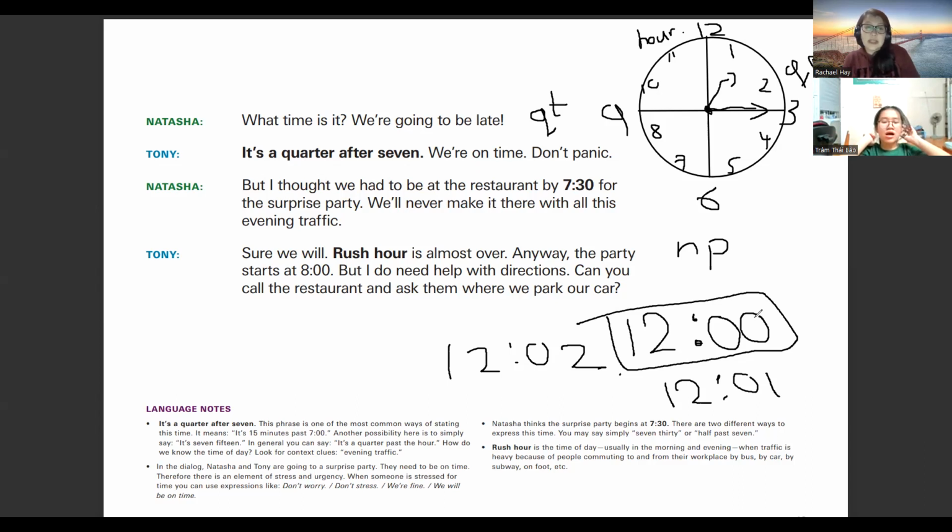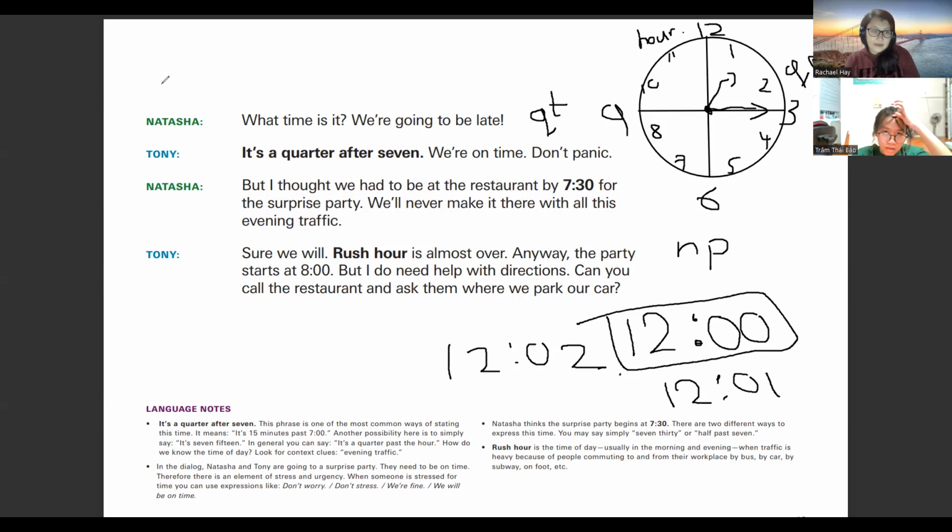Okay, so what does rush hour mean? Rush hour. I think the hour that has many traffic. Good. So when there is the most traffic on the road, we call it rush hour. So that's usually the time when people finish work. So there are a lot of cars on the road at the same time.